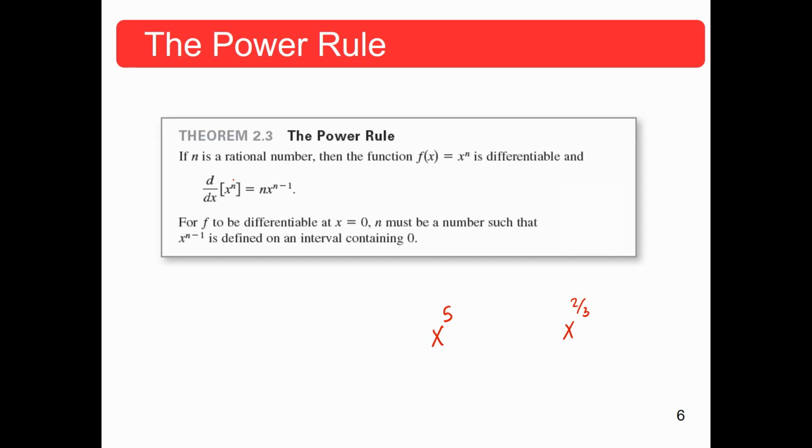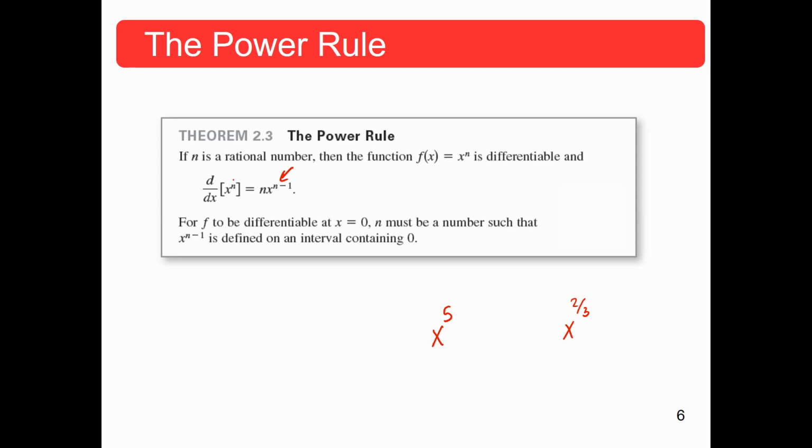then we're going to say that the derivative of this is going to be n times x to the n minus 1. And for it to be differentiable, n has to be a number such that x to the n minus 1 is defined, right? This has to be defined on the interval containing 0. Why? Because that's where we're taking the limit.